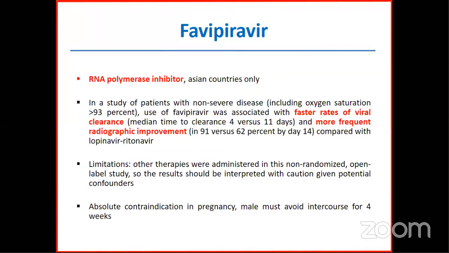Regarding favipiravir, a new agent, we have it now in Saudi Arabia. It's an Asian agent, only available in Asian countries, an RNA polymerase inhibitor. In a study for non-severe disease with oxygen saturation more than 93%, favipiravir was associated with a faster rate of viral clearance and more frequent radiographic improvement. So it was efficient and effective, but for non-severe disease, for those patients with saturation more than 93%.